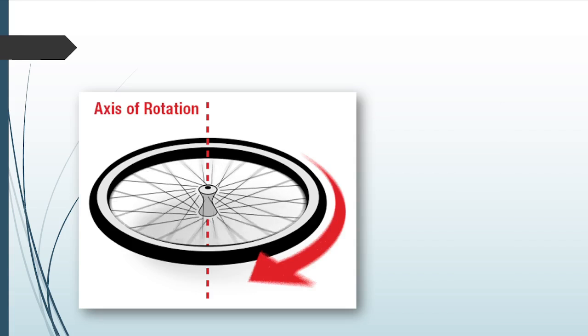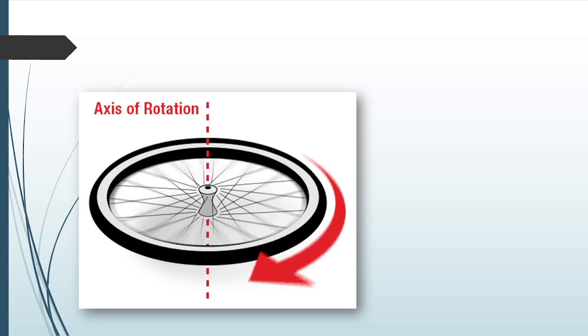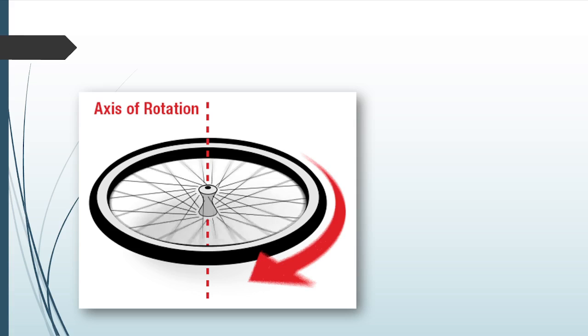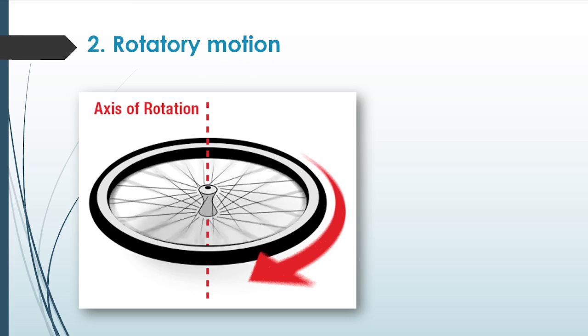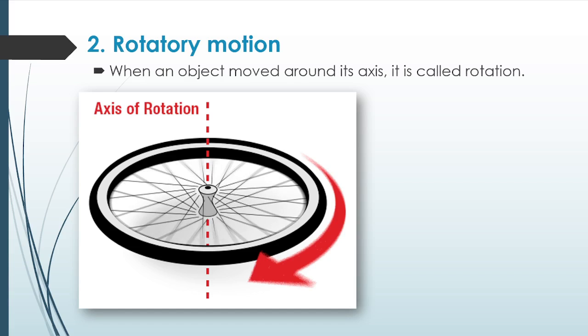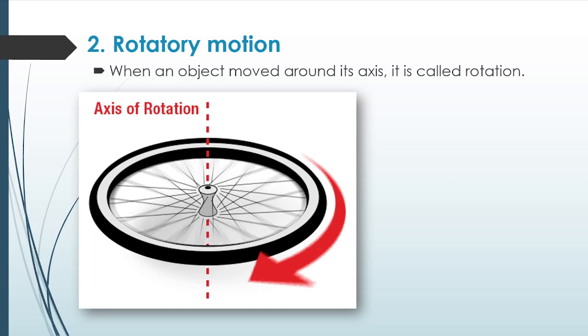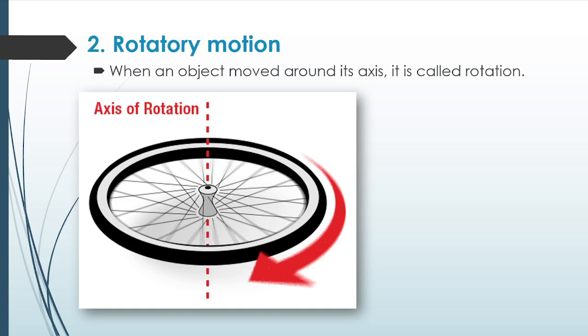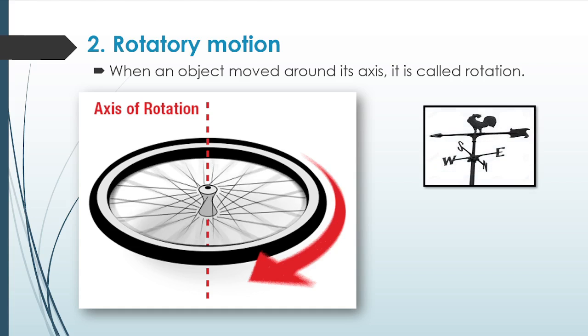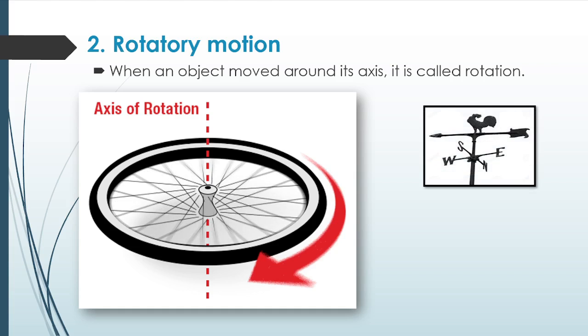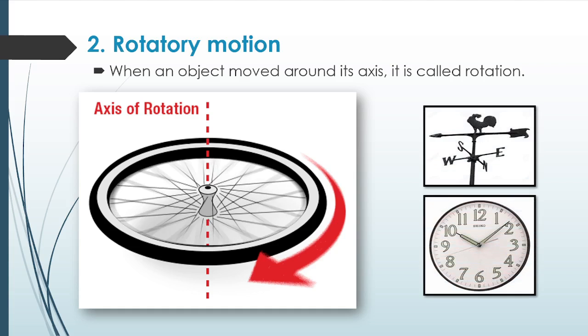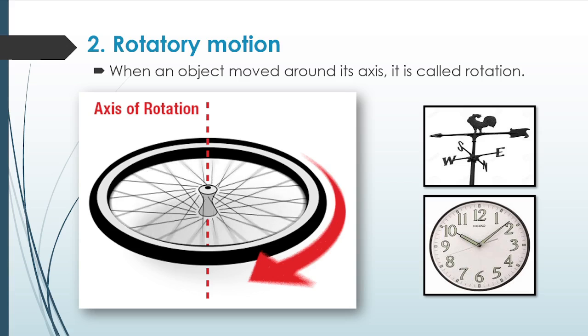Now, what do we see here? We see a rotating wheel. You're all familiar with the motion which is called rotation, because we have seen it with respect to the motion of Earth, and this is called rotatory motion or rotational motion. Rotatory motion is the motion which happens when an object moves around its own axis. For example, the movement of the arrow of a wind vane or the movement of the hands of a clock are all in rotational motion.